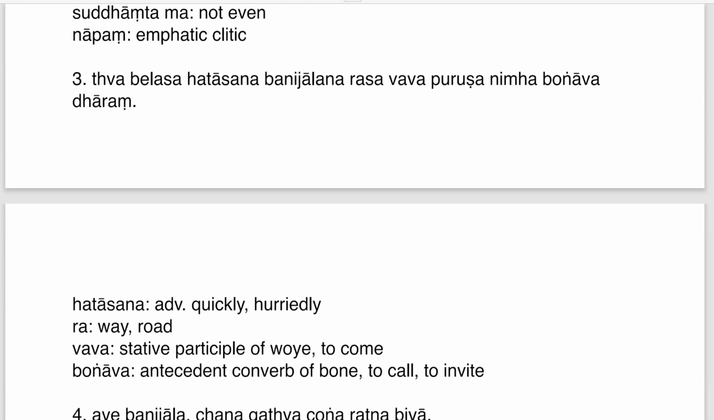Any questions? It's a little bit tricky, and in the reading we see a lot of this stative participle modifying the noun after it.